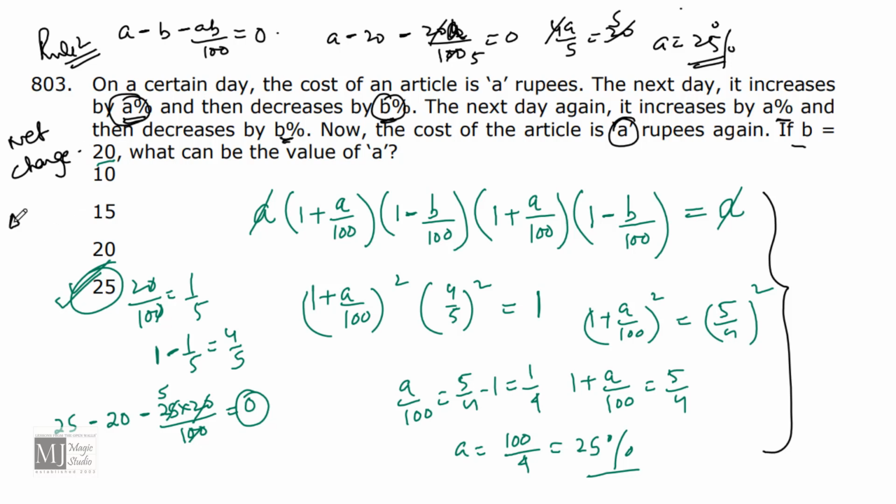Net change is given by a plus b plus ab by 100 with their respective signs. If it is increasing, we'll use the plus sign. If it is decreasing, we'll use the negative sign. Here it increases by a, decreases by a, and again you are getting the same value a, so net change would be 0. If you use this formula directly, put b equals 20, you will get a equals 25. Rule number 2 of rule book, net change.